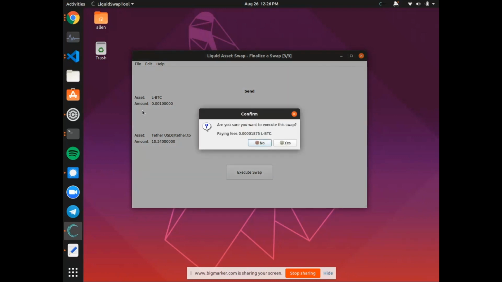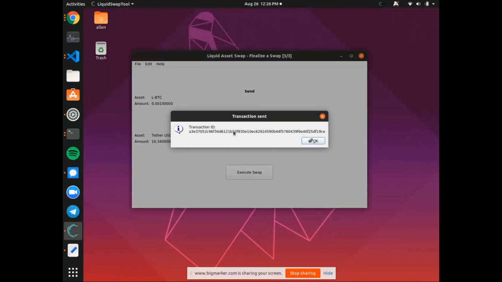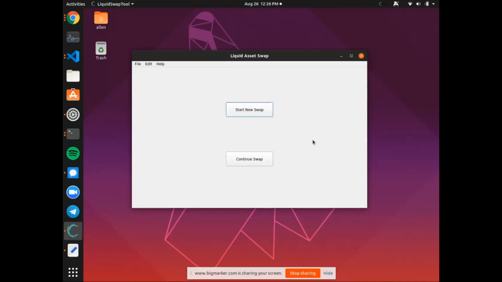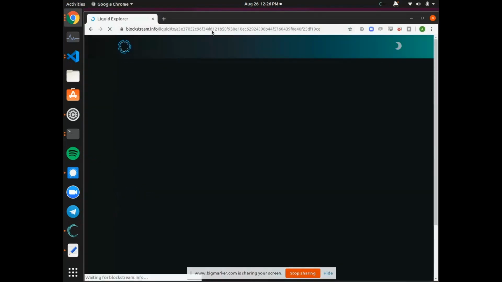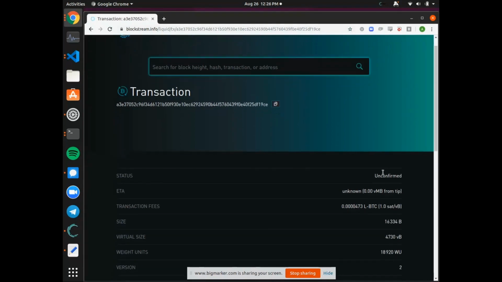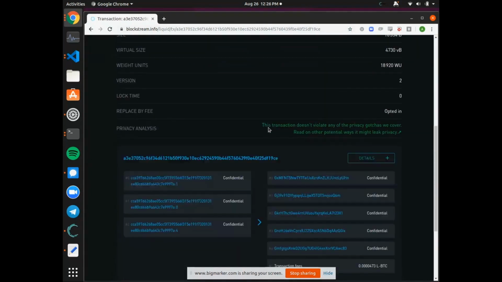I do have to pay the fee for my inputs. And there we go. There's the transaction ID. So I'm going to copy that, and we're going to go to blockstream.info. And you can see it's unconfirmed right now.